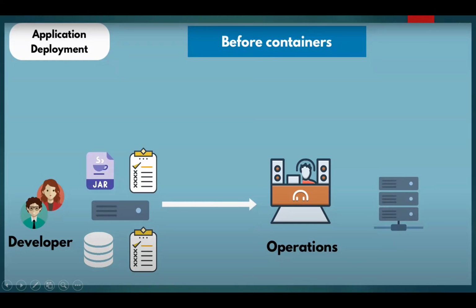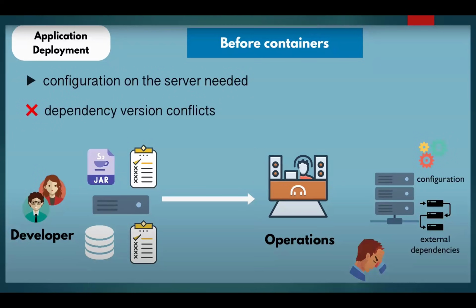This used to happen before containers. Now, what other issues could go wrong? Configuration on the server needed, of course. Dependency version conflict. Suppose the developer said install Pandas 3.5 and this person installed Pandas 3.4.